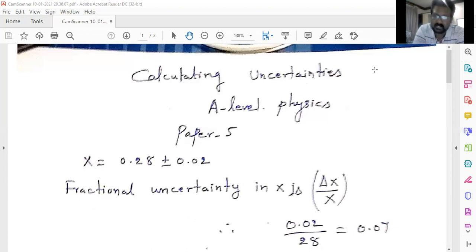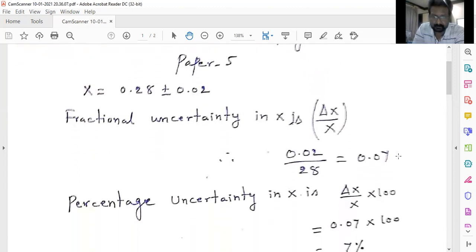Okay, let us first start with the fractional uncertainty. So this is AS level stuff. Anyhow, just to recall that. So for example, if a quantity x is given, x is equal to 0.28 plus or minus 0.02. So we can easily calculate what is the fractional uncertainty in this quantity. It is fractional uncertainty in x is del x over x. It is 0.02 divided by 0.28, which is equal to 0.07.